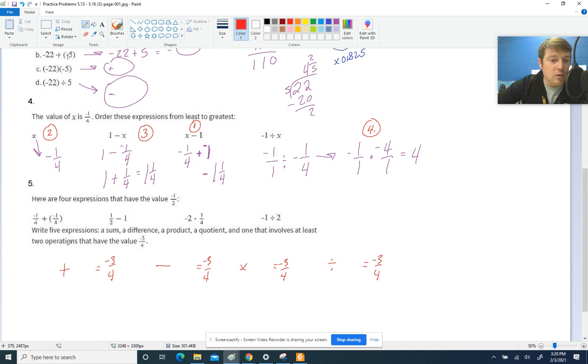And then the last one, you use 2 operations. So you could add and then subtract. You could multiply and then subtract. You could multiply and then divide. You could divide and then add. Come up with answers that equal -3/4. All right? I'll leave that up to you.